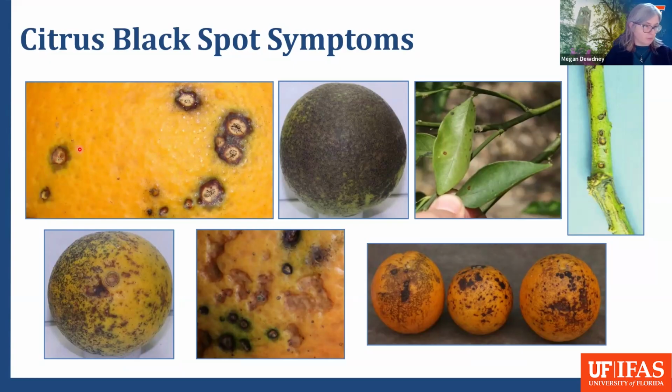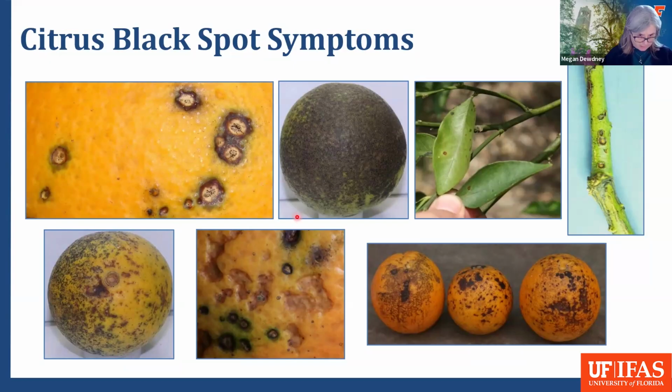And sometimes on ripe oranges, you will see a green halo. I did recently get a piece of fruit that had black or hard spot on it that was still green because it was a Valencia, and those lesions actually had yellow halos on them. So that was kind of interesting because you don't see that very often.